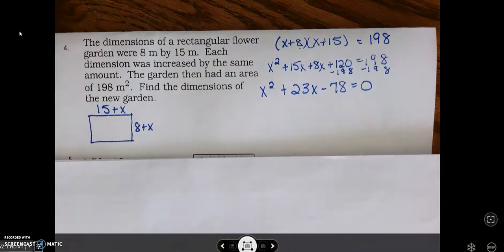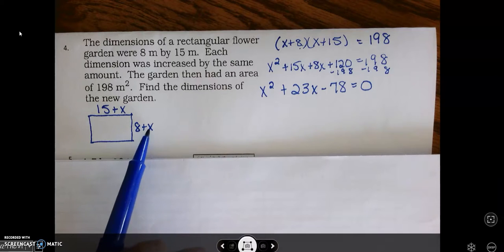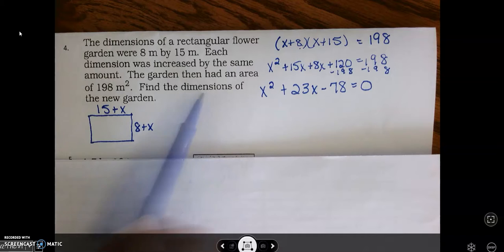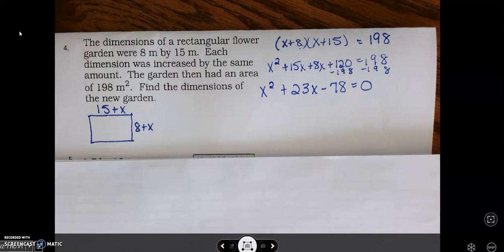This does factor, or you can use the quadratic formula, so I'll leave that up to you. Again, ignore your negative answer. Once you have your positive answer, you're not quite done yet. Your positive answer is just x. So since they're actually asking you to find the dimensions of the new garden, then you have to add that x to both the 15 and the 8.